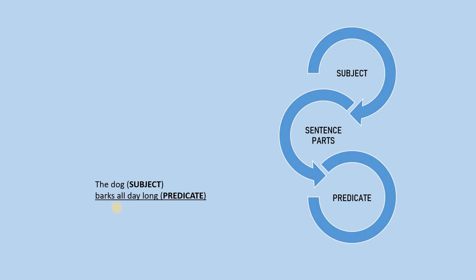So the dog is a subject, barks all day long is the predicate. So it tells us more about the dog. That's why it is called a predicate. And concerning the subject, we can have a complete subject and a simple subject. A complete subject is longer than the simple one.